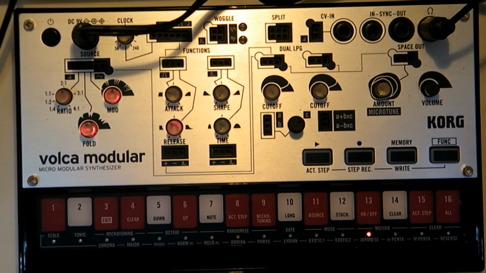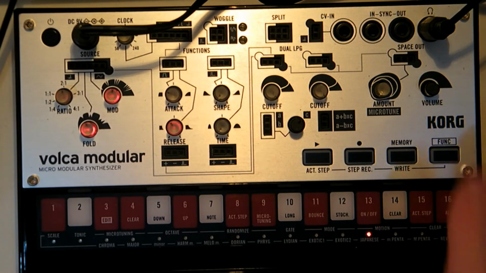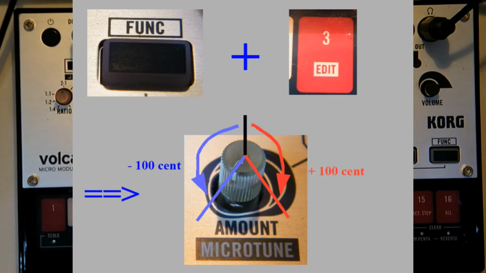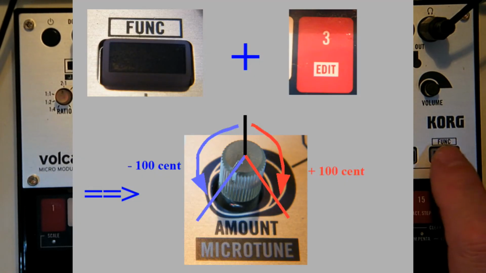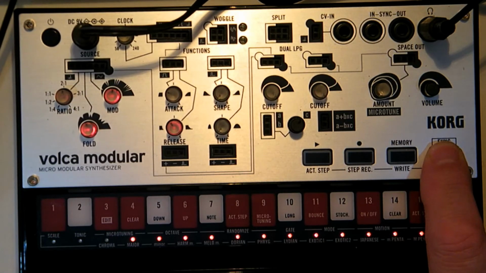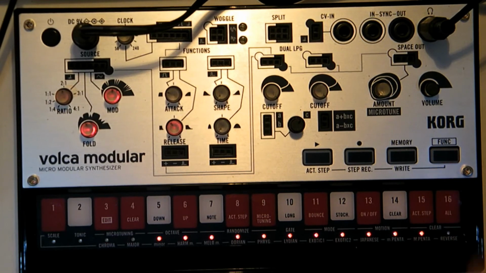To enter the microtonal edit mode, I press and hold the function button and touch key number 3 on the keyboard. Let me do so. Function, touch number 3, it's blinking, and the function key is still blinking. I'm in microtuning edit mode now.